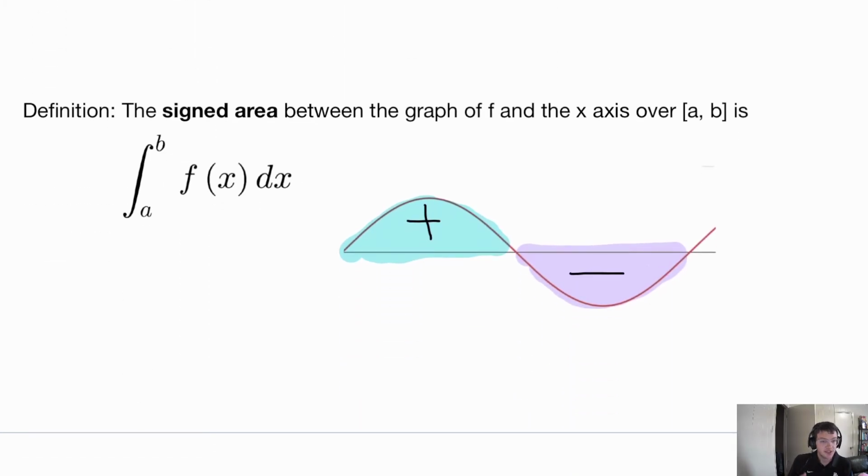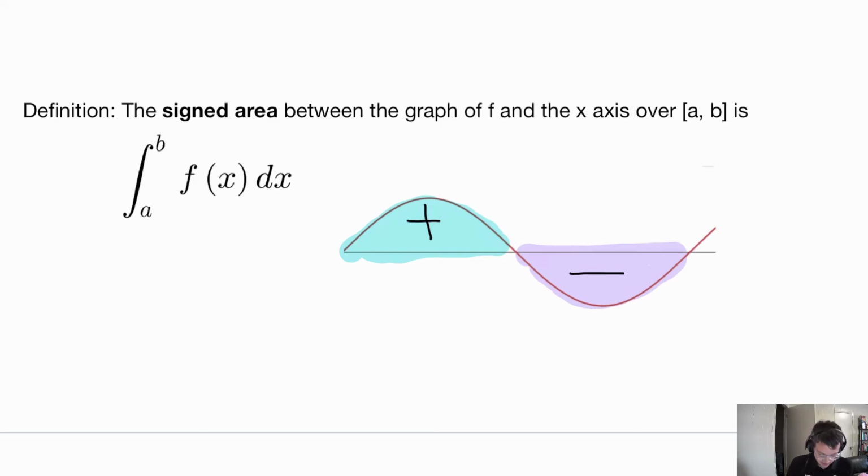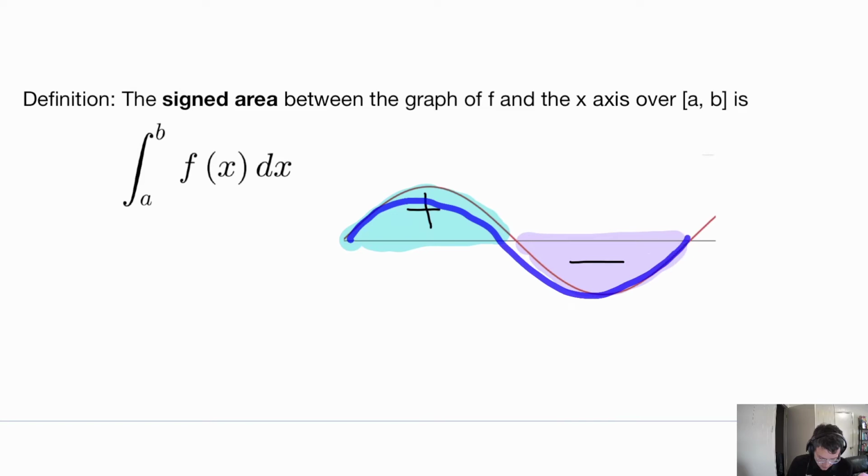One more definition just to reiterate: the signed area between the graph of f and the x-axis over a given interval is this integral that we're computing. For this given curve, this area is considered positive because it's above the x-axis. This area is considered negative because it's below the x-axis.